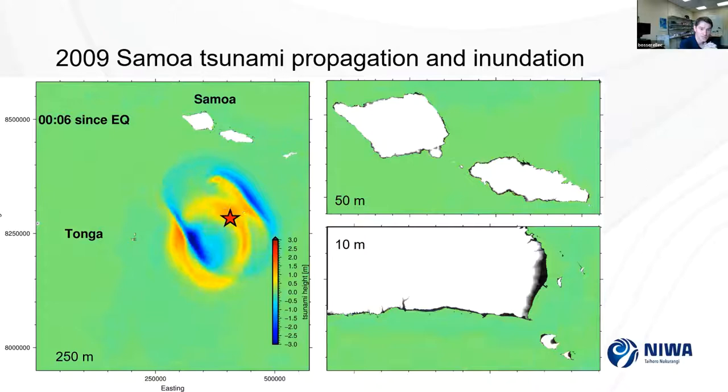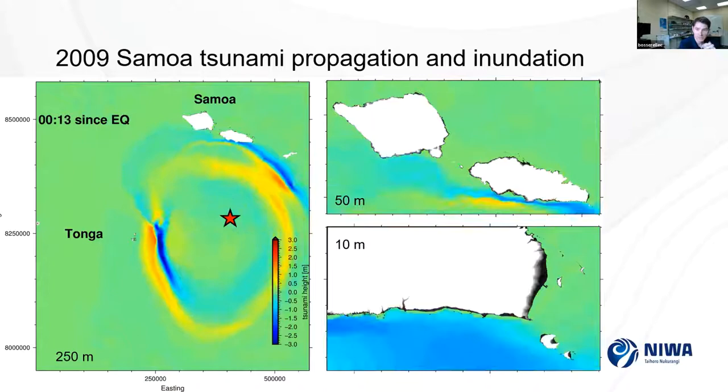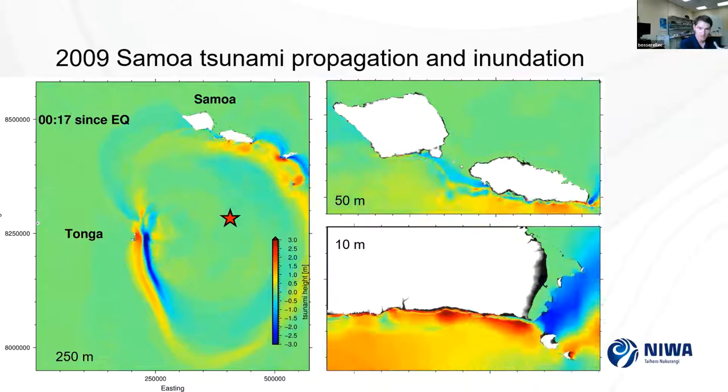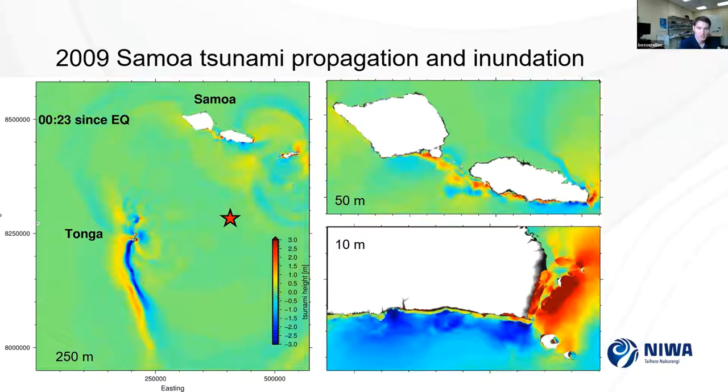And here we go from the bigger scale, which is 250 meter. That's the bigger picture on the left. On the top right, we have the nested model at 50 meter. And on the bottom right, we have a nested model of the bottom right corner of Upolu at 10 meter resolution. Now, because right now the model is really just a uniform resolution model, we have three different models, but ultimately we want to have that within one mesh that joins seamlessly all those scales.